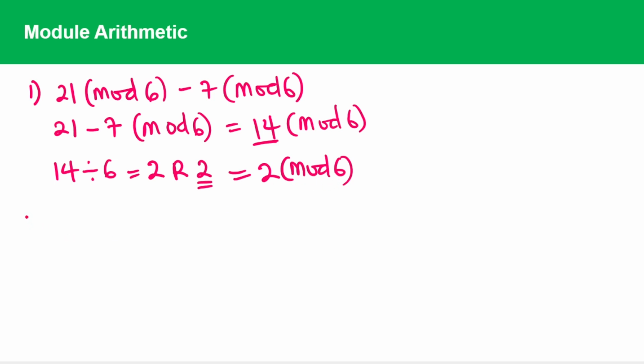Now suppose I have 31 mod 7 minus 2 mod 7.